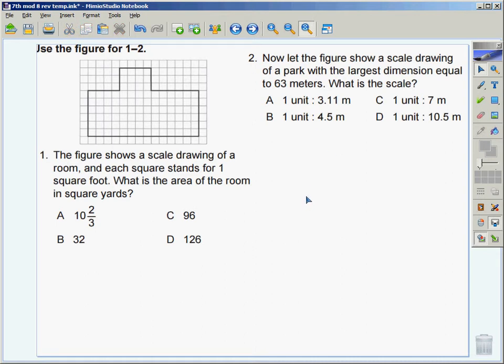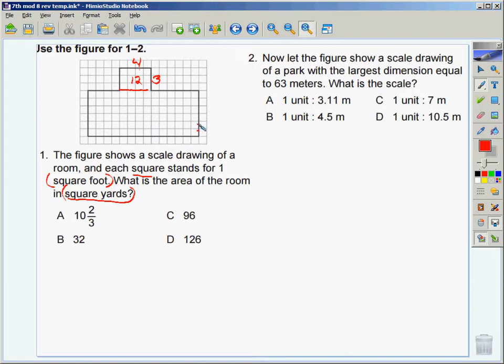On question number one, you'll notice that it said each of the squares represents 1 square foot. They asked for the answer in square yards. So if I take a look, this was 1, 2, 3 units. This was 1, 2, 3, 4 units. In other words, there were 12 boxes here, 12 square feet.